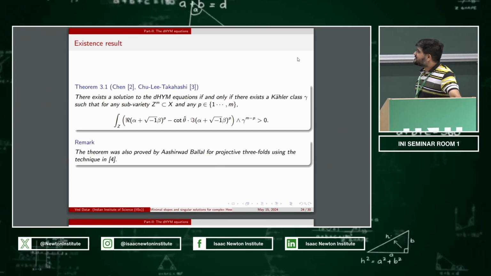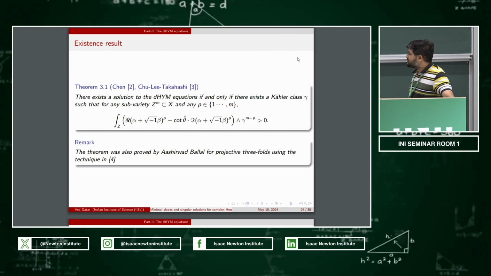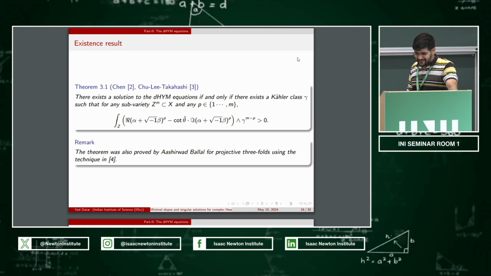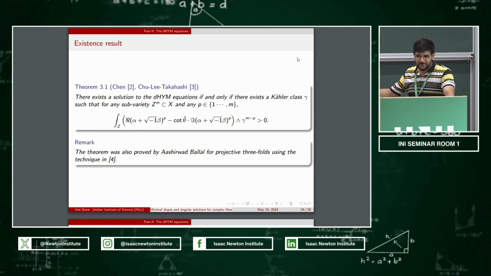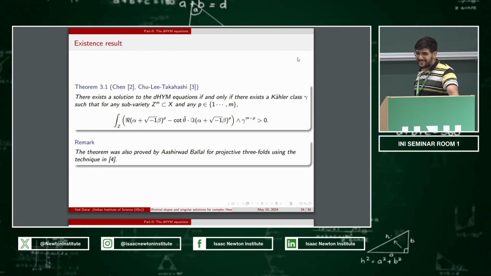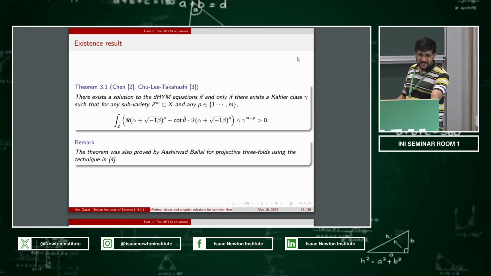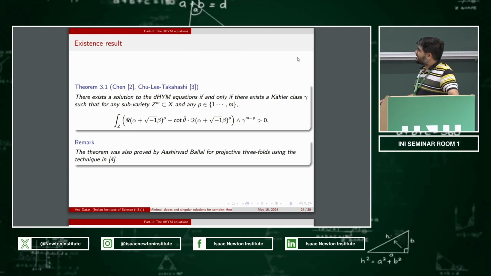Okay, so I should also mention that this theorem was proved for projective threefolds using the method in the paper with Vamsi by Vamsi's student Ashirvad. Unfortunately, as he was preparing his preprint, the Chuli Takahashi paper appeared. This is one of these things where, as a student, it's particularly unlucky if this happens to you, but anyway, it's now still published.